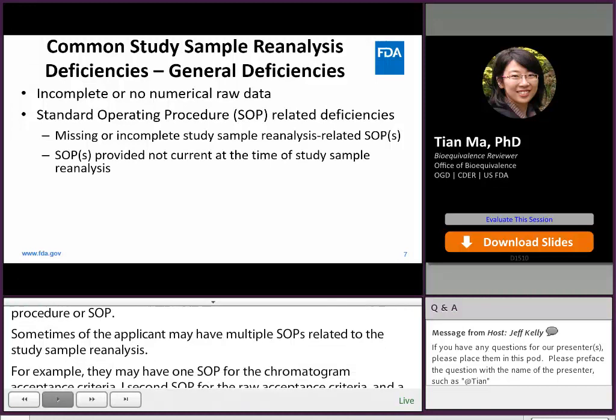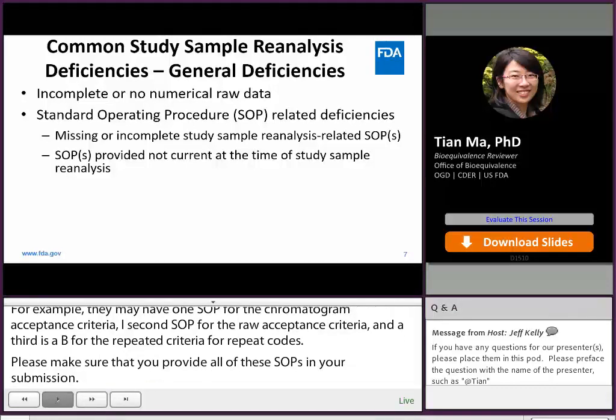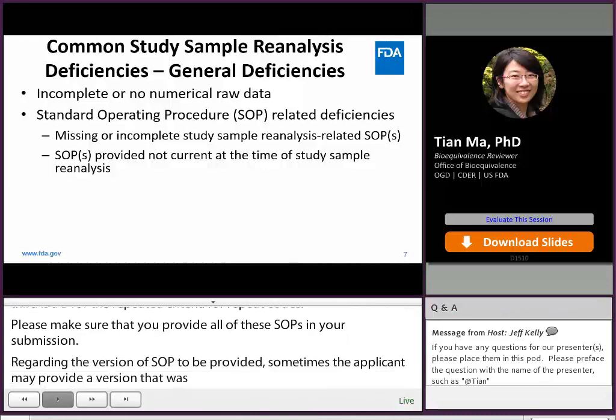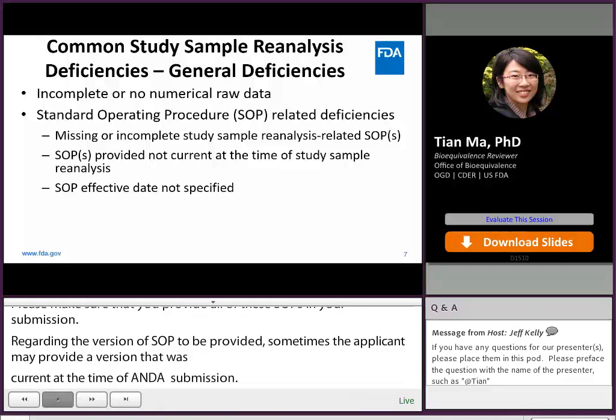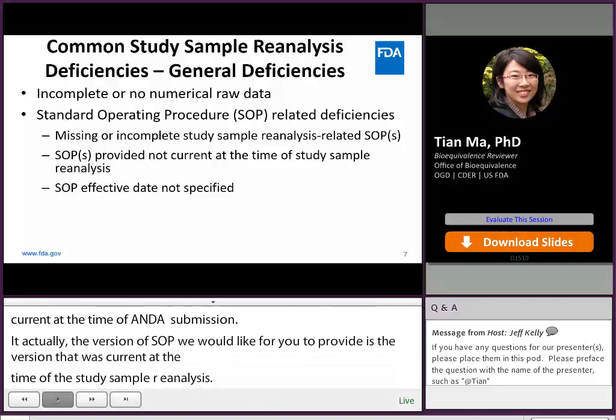Regarding the version of SOP to be provided, sometimes the applicant may provide a version that was current at the time of ANDA submission, but actually the version of SOP we would like you to provide is the version that was current at the time of study sample reanalysis. And please also provide the effective date of the SOP so that the reviewer could verify whether the version of SOP you provided was current at the time of study sample reanalysis.